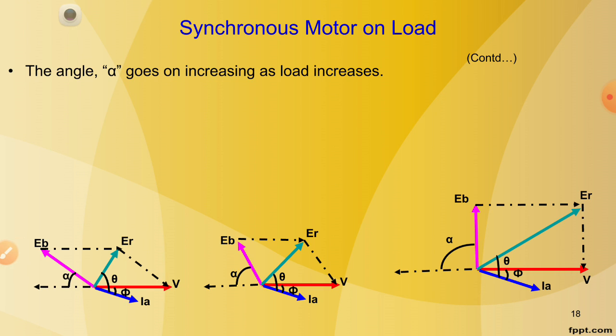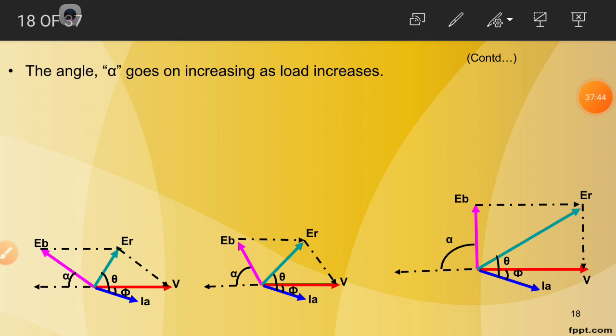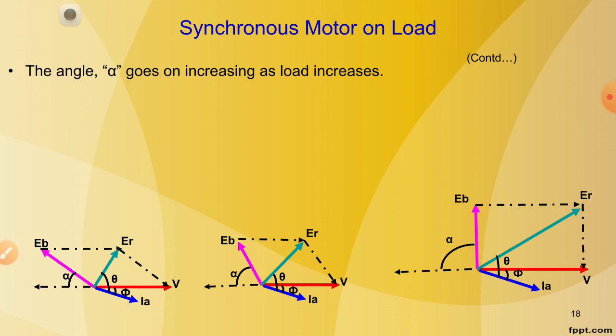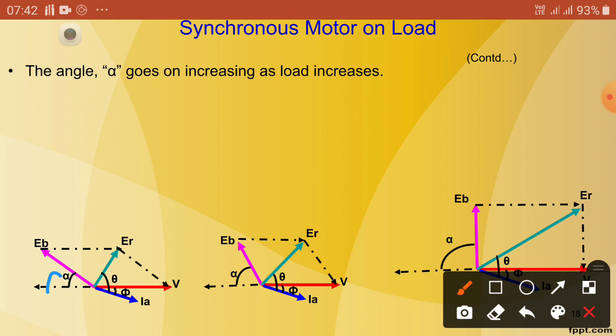For the synchronous motor on load, let us assume the angle alpha goes on increasing as load increases. Let us analyze this. In the first case, alpha value is less. Here, the load on the motor is increased and alpha increases further. If the load is increased further, alpha becomes nearly 90 degrees. So, this is the maximum.